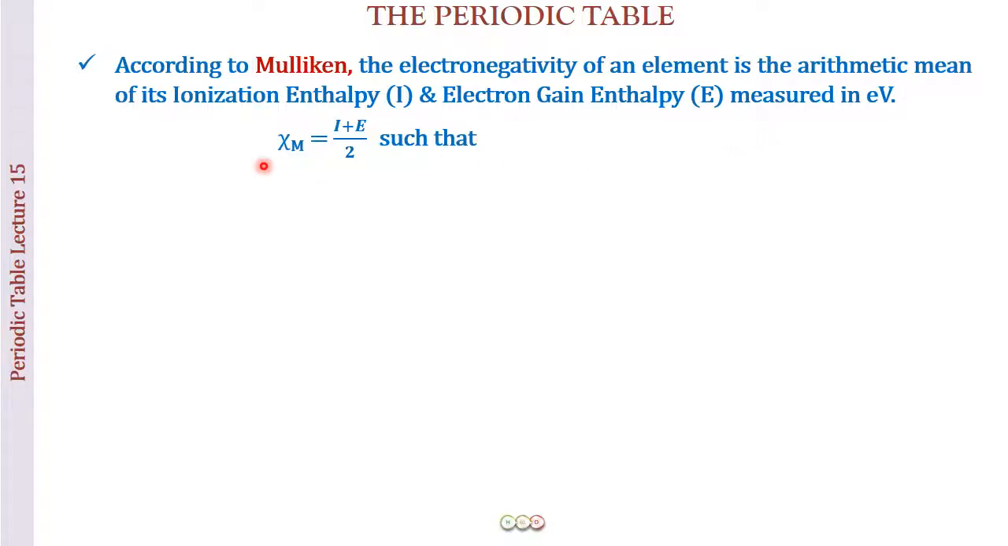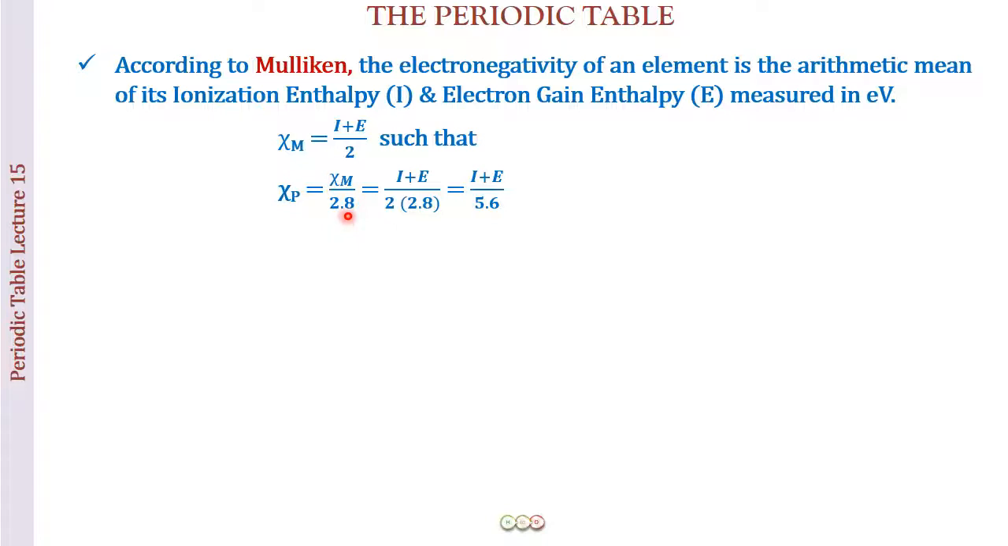So this is chi M. Chi M signifies the electronegativity according to Mulliken, and this is equal to the ionization enthalpy plus electron gain enthalpy, I plus E, divided by 2, giving the arithmetic mean. Fine. Now, how do we relate the electronegativity values given by Mulliken and Pauling? This is the relation we have: chi P, that is Pauling's electronegativity, is equal to the Mulliken electronegativity value of the element divided by 2.8.